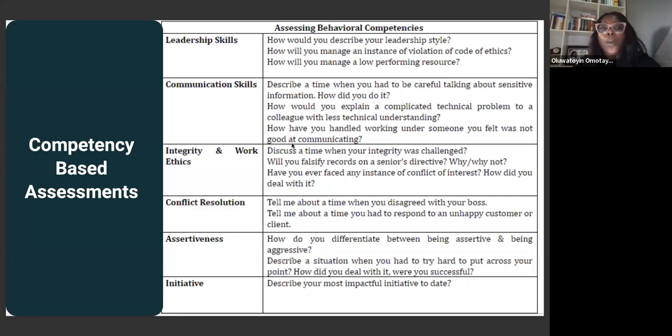So these are examples of competency-based questions. So you want to test leadership skills. You'll be asking questions like, how will you describe your leadership style? Okay, you want to test their initiative. You ask them, describe your most impactful initiative to date. You want to test their resilience. You want to ask them, have you ever been on a project that took so long and that was stretching? How did you manage it? How did you manage the client, right? Or the parties involved? These are competency-based questions that allow you to get exactly how the person is, their competencies, okay?